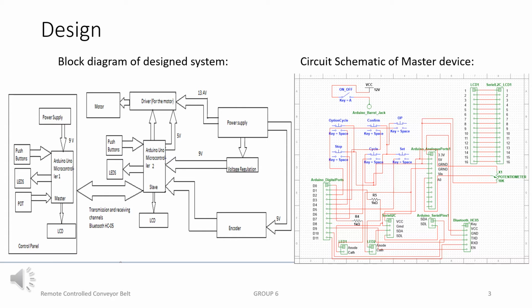The system has two push buttons as input devices and LEDs and an LCD as output devices. Communication between both subsystems occurs using the Bluetooth HC05 module. The figure on the right represents a circuit schematic of the master device with its respective components and an on or off switch.